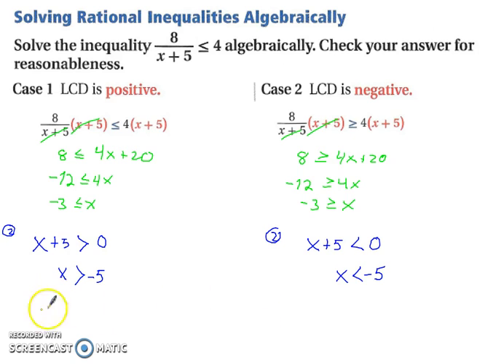And now for our last step for both. We want to see how the solution satisfies both. The solution must satisfy both negative 3 is less than or equal to x, and x is greater than negative 5. Well, x is greater than or equal to negative 3 satisfies both, so that's the one we go with. And then in the second part, we've got negative 3 is greater than or equal to x, and x is less than negative 5. So x is less than negative 5 satisfies both.